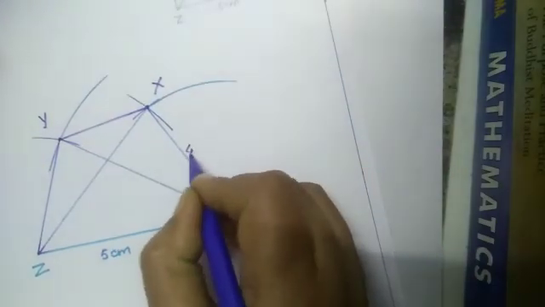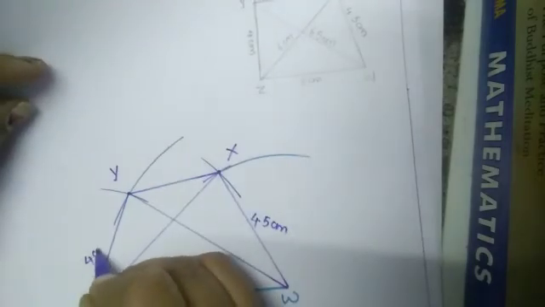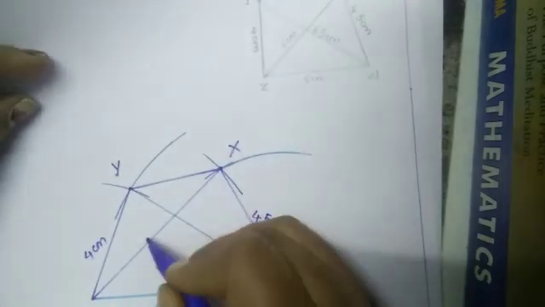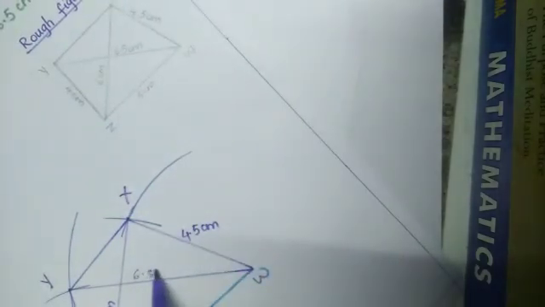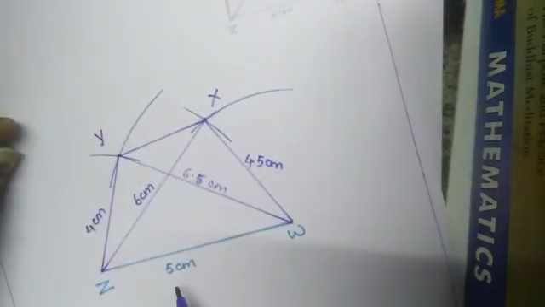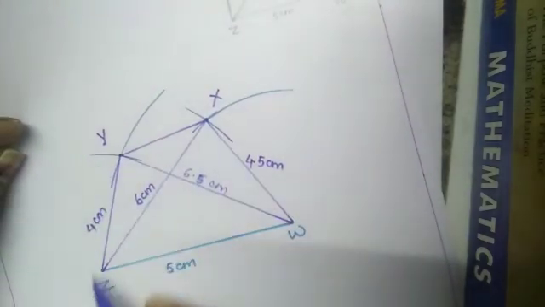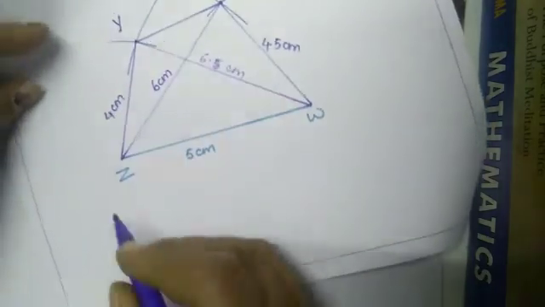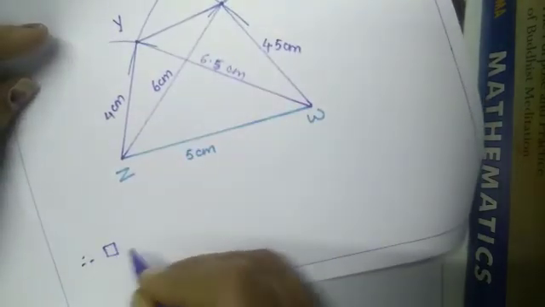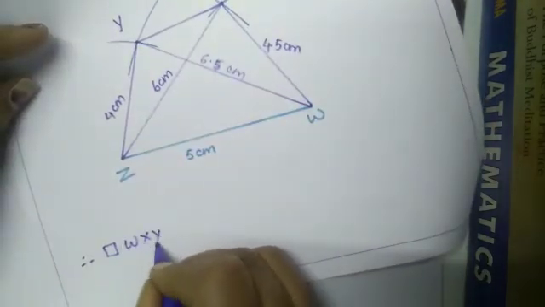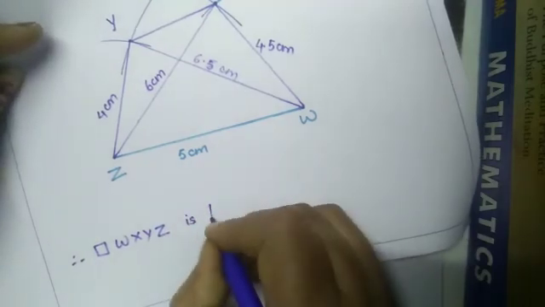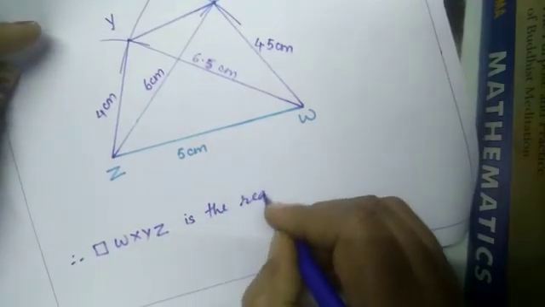This is 5 centimeter ZW. This will be 4.5 centimeter. And this YZ is 4 centimeter. This will be your 6 centimeter. And this segment is 6.5 centimeter. Okay. Now what is the name of this figure? WXYZ. So what is the answer? Therefore, quadrilateral WXYZ is the required quadrilateral.